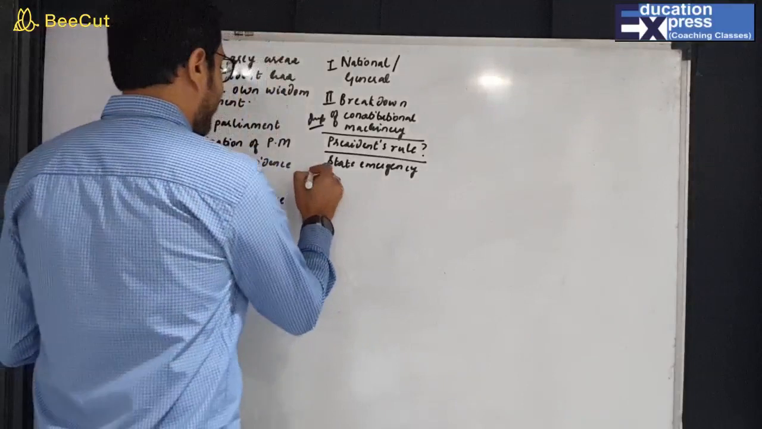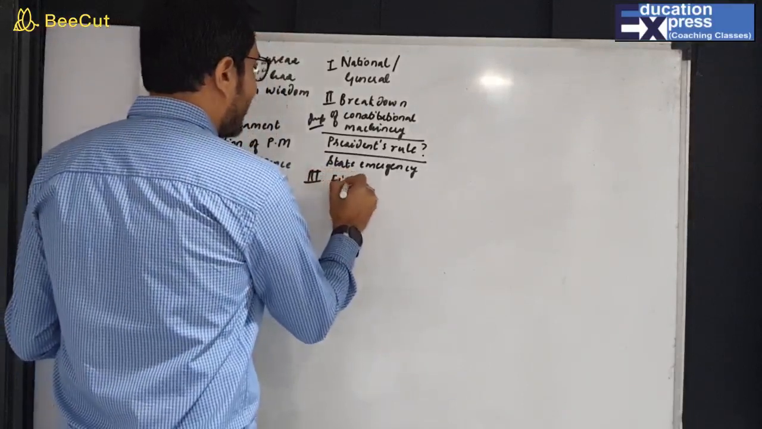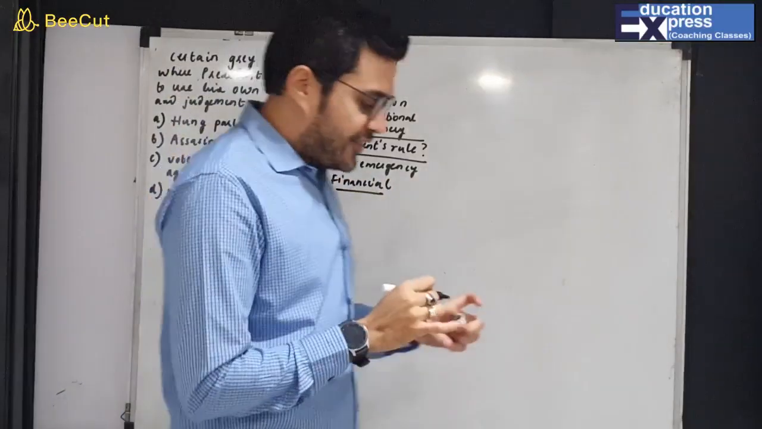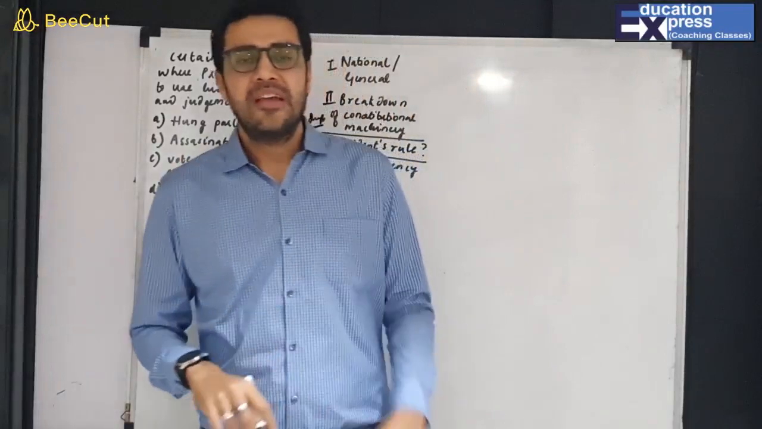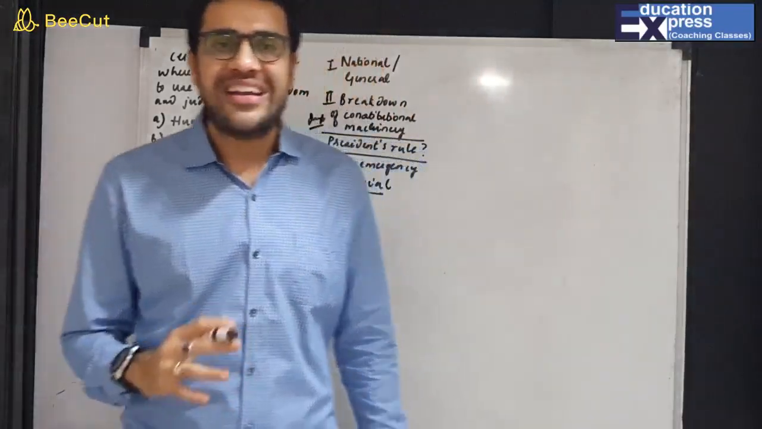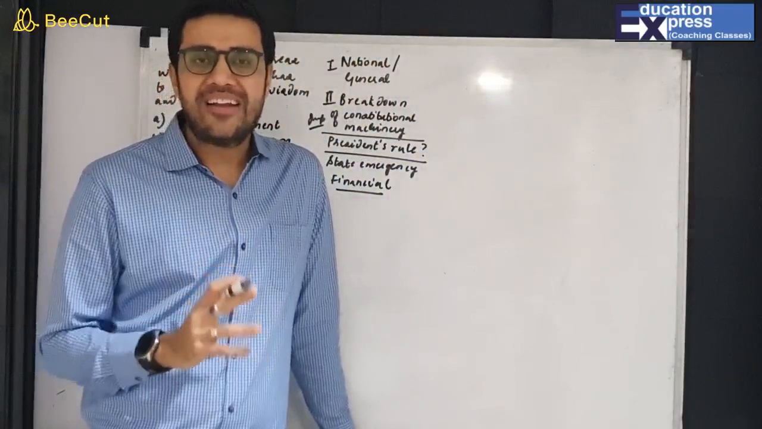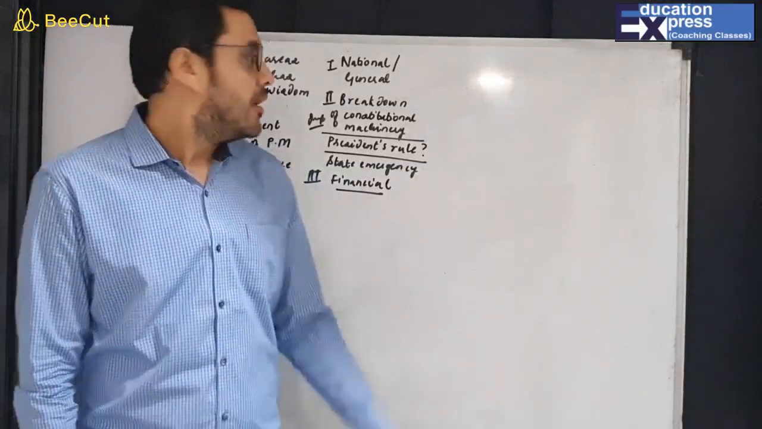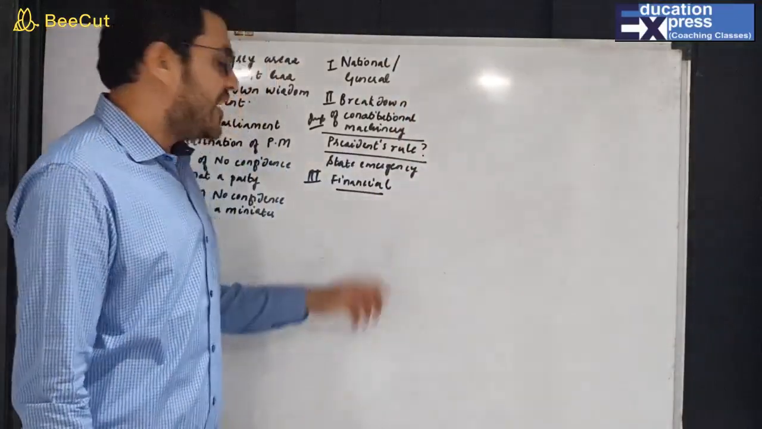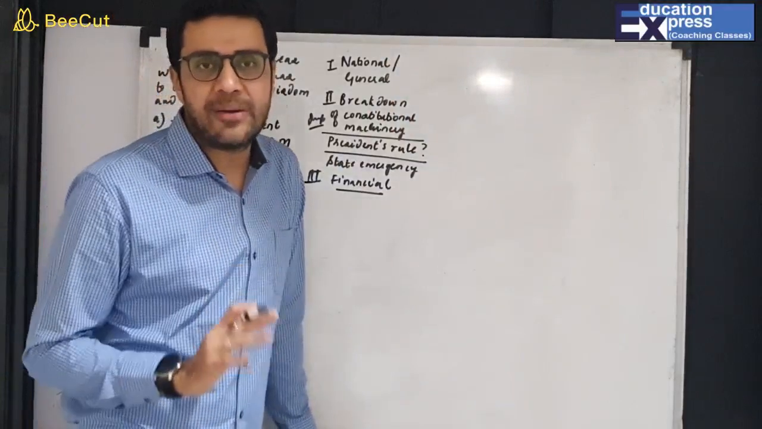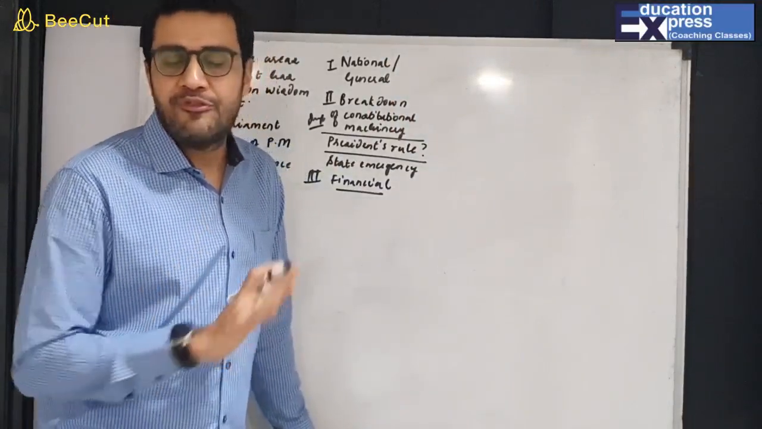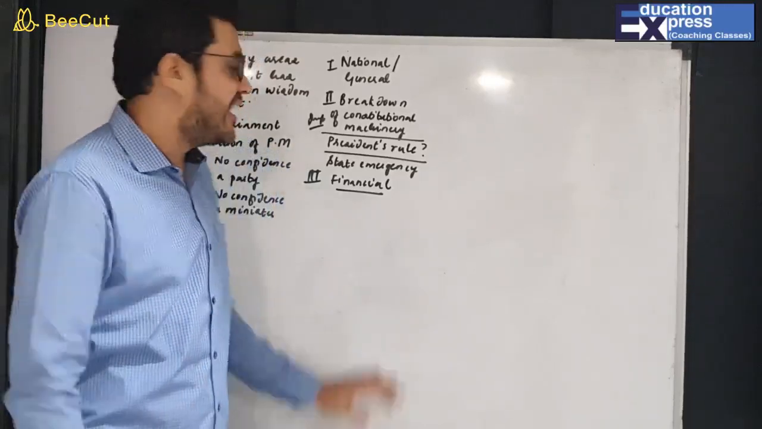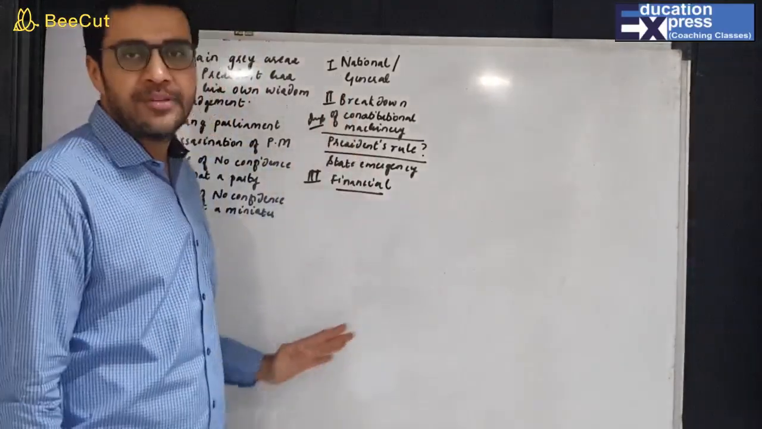And the third one we have is financial emergency. If the President of India feels that the country's finances are in danger, he will declare financial emergency. Out of the three emergencies, it's the financial emergency which has never ever been declared in our country. So when the country's finances are in danger, he will declare financial emergency. So, three types of emergencies for 3 marks.